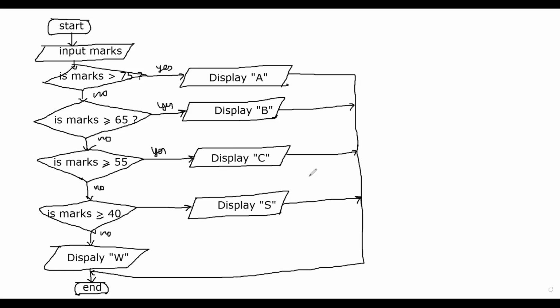Now let's check the flowchart from the beginning. So in this particular case, you get marks. If marks is greater than or equal to 75, then you display A, and that's the end of the program. Let's say marks is not greater than or equal to 75. So that means it's less than 75. And here we will check whether it's greater than or equal to 65. If it is yes, then what that means is the marks is between 65 and 75, isn't it? Which means it's B. And that's the end of the program.